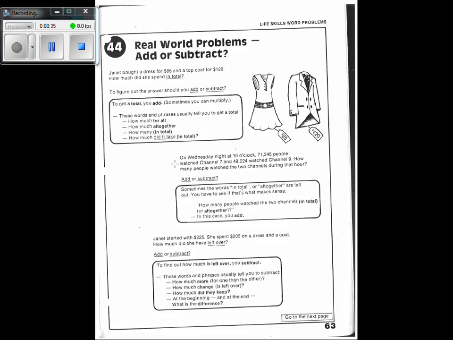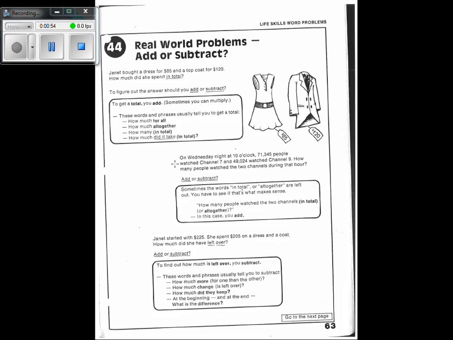On Wednesday night at 10 o'clock, 71,345 people watched Channel 7 and 49,024 watched Channel 9. How many people watched the two channels during the hour? Do we add or subtract?